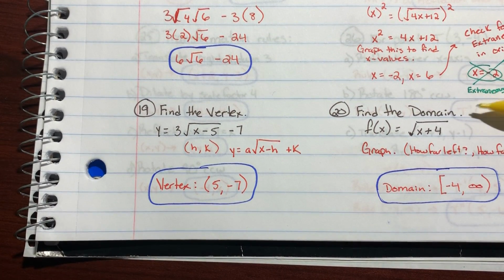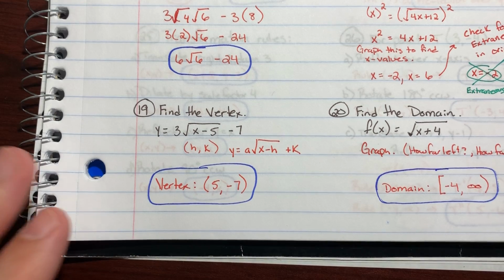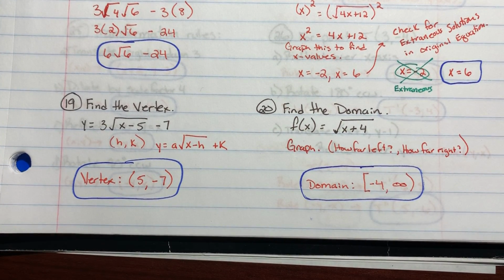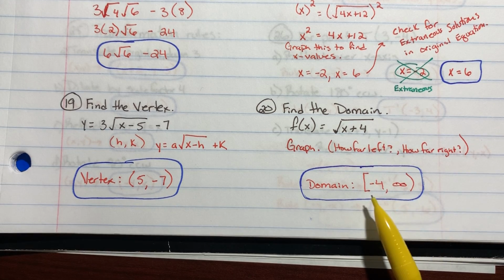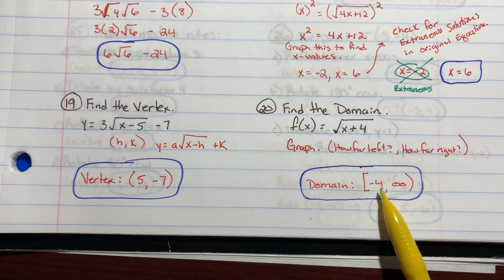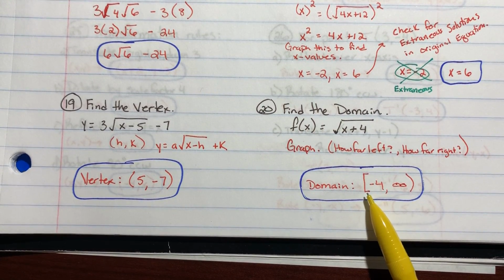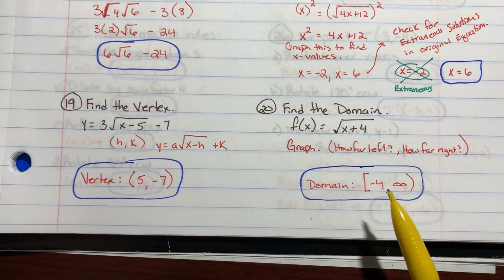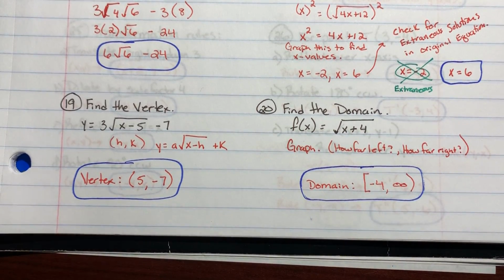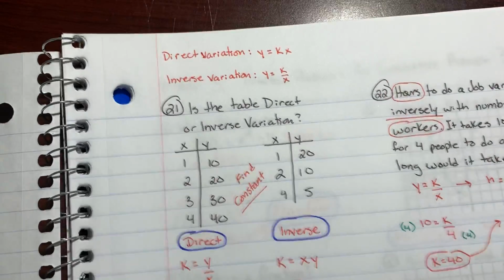Number 20, domain, how far left and how far right. Just graph this into Desmos, and you can see that the graph is going to go as far left as -4, and it goes forever to the right, so it goes all the way to positive infinity. The fact that it reaches and touches the -4 is the reason why I put a bracket there. If it had an open circle there, then we would put a parenthesis. Number 21.